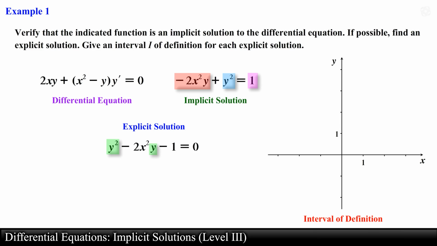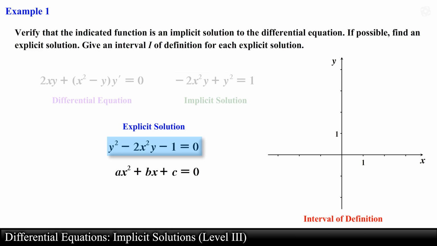Lastly, let's rewrite the terms with the powers in descending order, as follows. This implicit function is essentially a quadratic equation of the form ax squared plus bx plus c equals 0. But in this case, instead of x representing the variable, we have y taking the place of the variable x. This means that we can use the almighty quadratic formula and find an explicit solution.